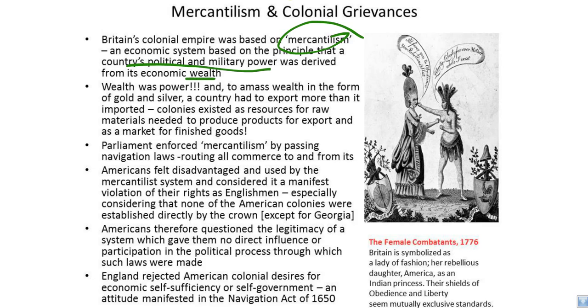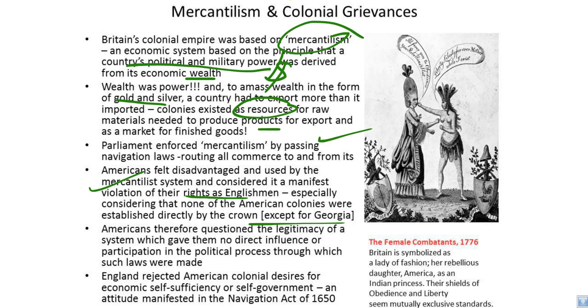The British colonial empire was based on mercantilism, which was an economic system based on the principle that a country's political and military power was derived from its economic wealth. Wealth was power, and to amass wealth in the form of gold and silver, a country had to export more than it imported. Colonies existed as resources for raw materials needed to produce the products for export and a market for finished goods. Parliament enforced mercantilism by passing navigation laws.